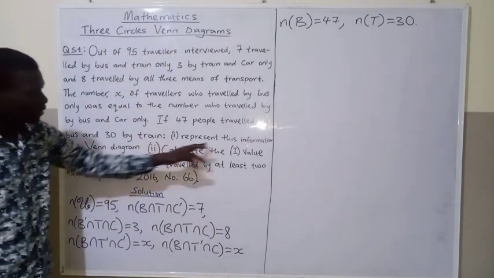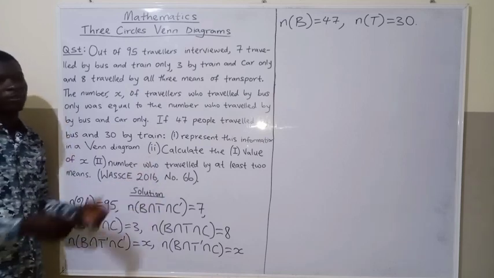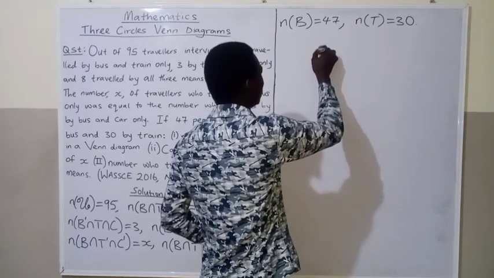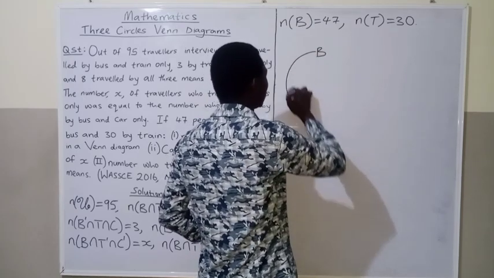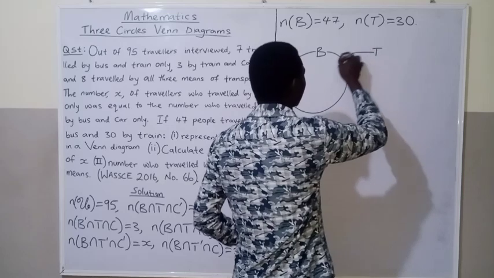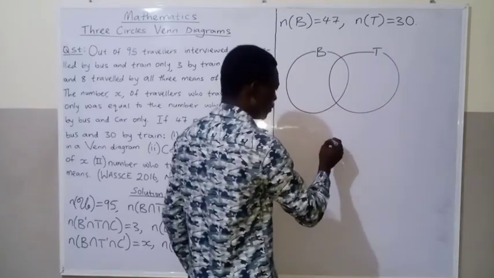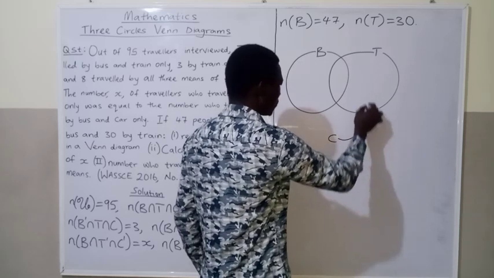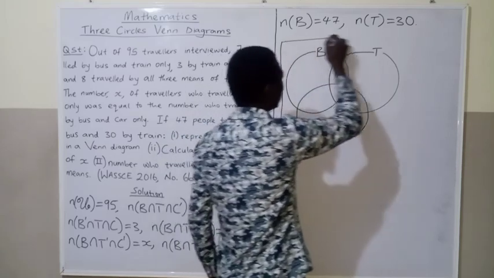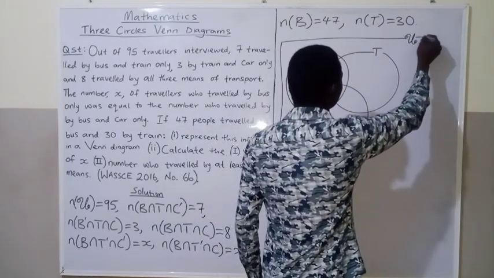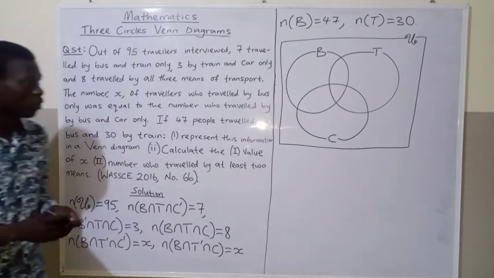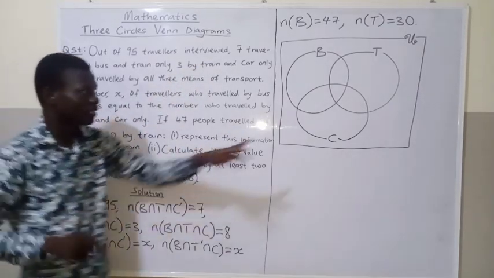We now say represent this information in the Venn diagram. So we are going to be setting up our Venn diagram. The first circle is going to be for bus. The second circle is going to be for train. The third circle is going to be for car. And of course, the rectangle for the universal set. So, we begin to enter them one by one, starting from the innermost.